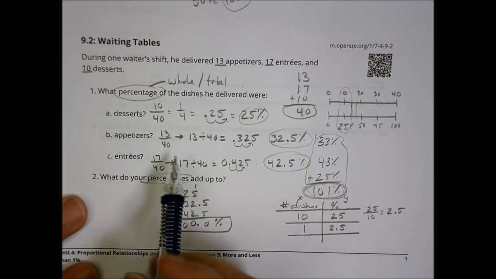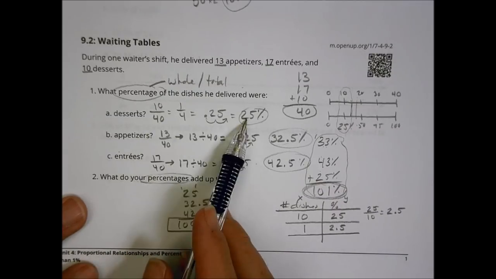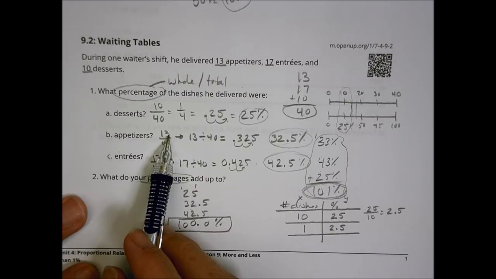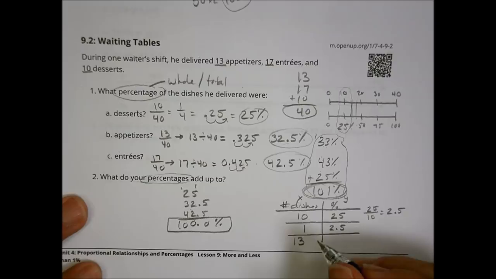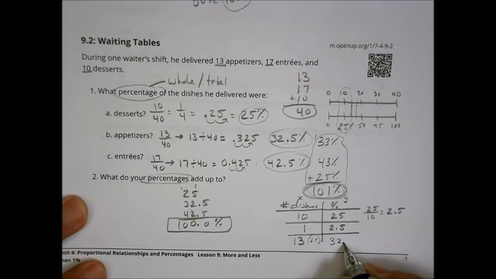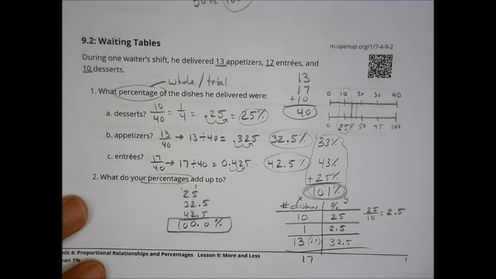Okay, so one dish is 2.5%. Meaning, if I knew that 10 was 25, to do 3 more, I would do 3 times the 2.5, multiply that together, and add it back to 25 to see what's left, right? Or I could do this. I could say, well, I have 13 dishes. Let's multiply that by my K value, 2.5. And 13 times 2.5 is going to end up with 32.5. And we could do that same thing with 17 or any other number for that matter.